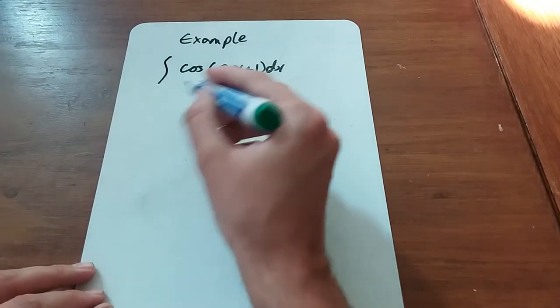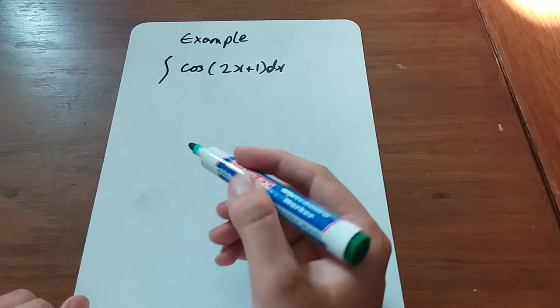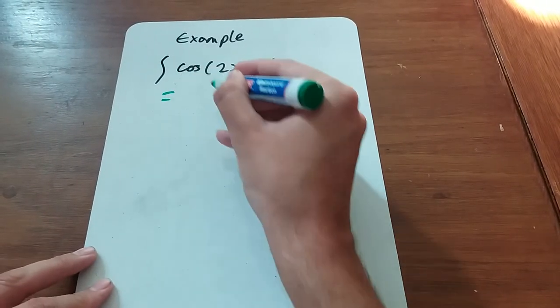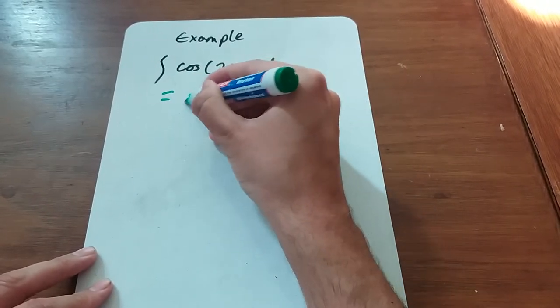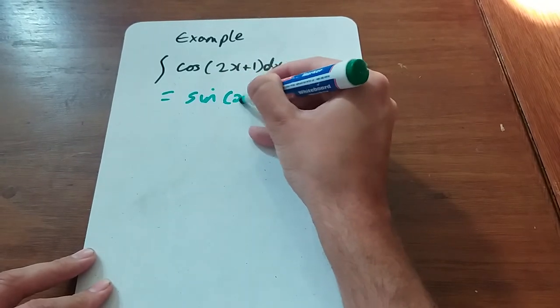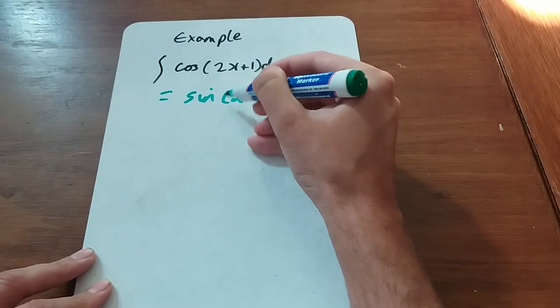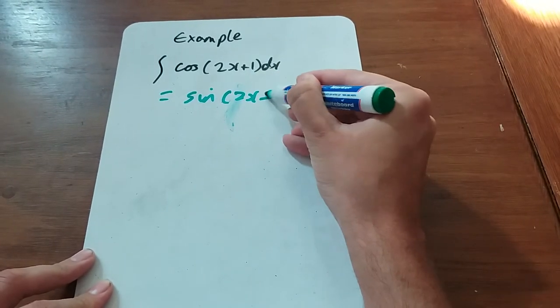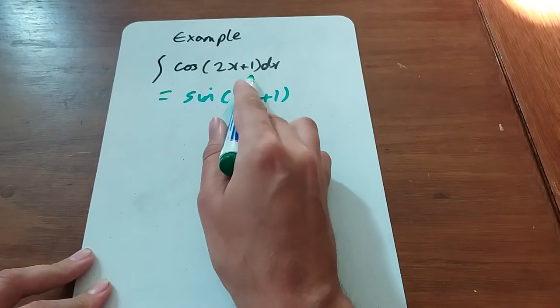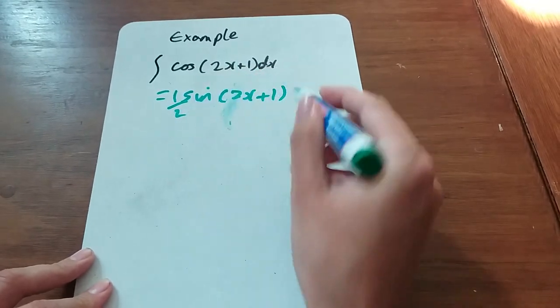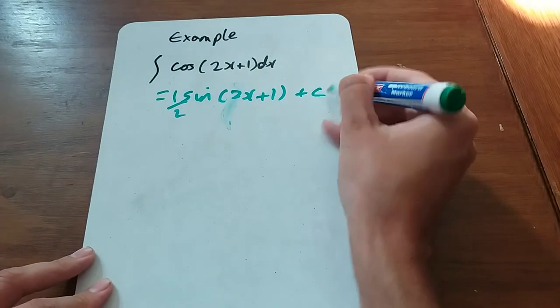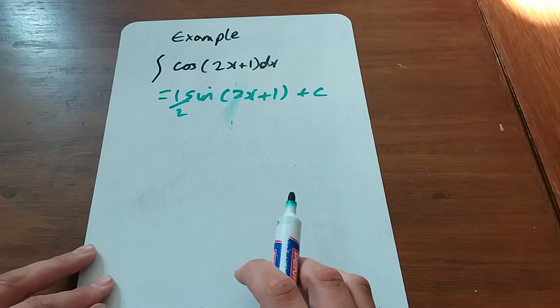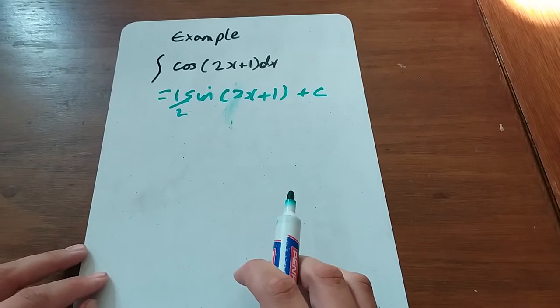So integrating this, I've got some actual numbers rather than just keeping them as a's and b's. Cos goes to sine, so we're going to get sine of 2x plus 1. We divide by 2, so it's a half sine of 2x plus 1, and then we get plus c. That's all there is to it. We're looking things up in the table, we're writing down the result.